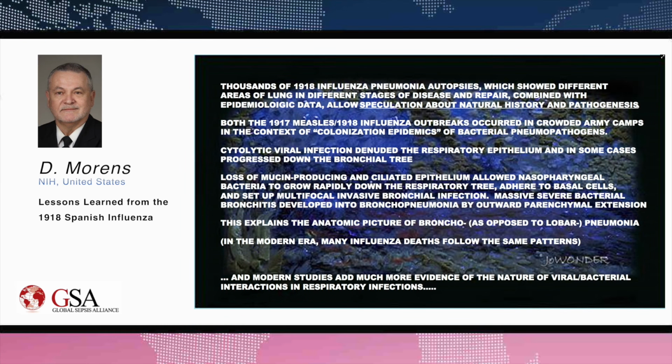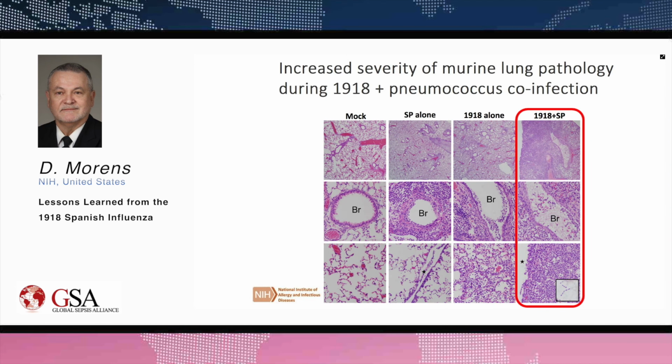In both of these epidemics of measles and of influenza in army camps, there were what I would call colonization epidemics of bacterial pneumopathogens. These soldiers come into camps, they're in crowded barrack conditions. There are epidemics in which almost everybody becomes colonized with strep, or if it's a different situation, with pneumococcus. And then a cytolytic virus comes along, a virus that mows the lawn of the respiratory epithelium and may go all the way down the respiratory tree. The defenders against bacteria going out of the nose and throat and down into the lungs are gone. The defense is gone. The bacteria go down and adhere to the basal layer under the denuded epithelial cells, set up bacterial pneumonia, and this is what explains the pattern of bronchopneumonia as opposed to lobar pneumonia. And by the way, the same sort of patterns are seen in flu deaths today.